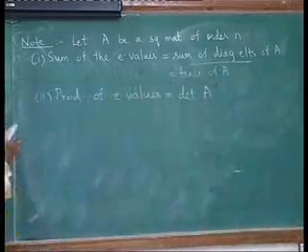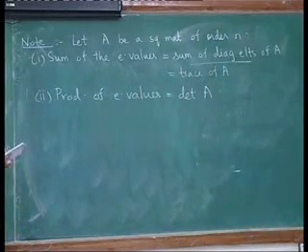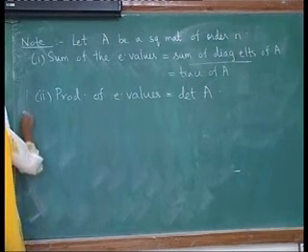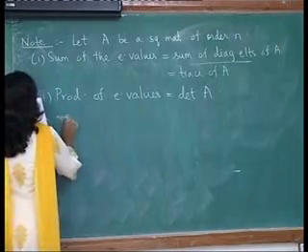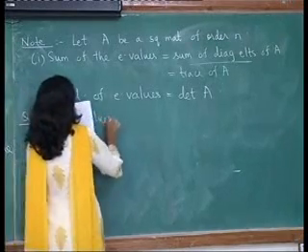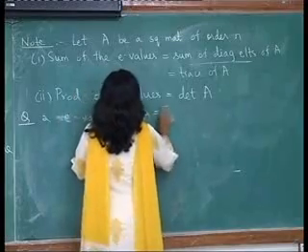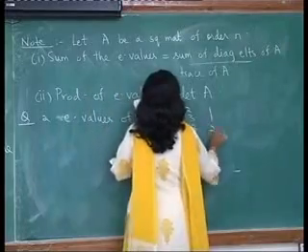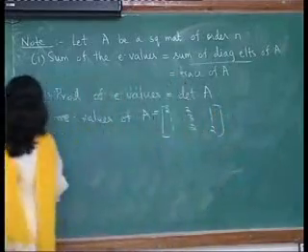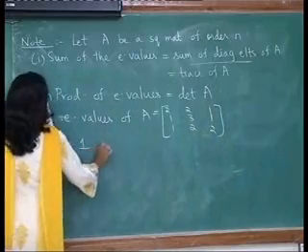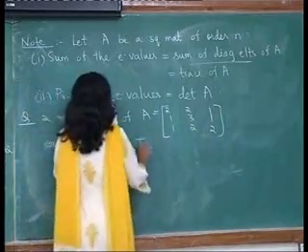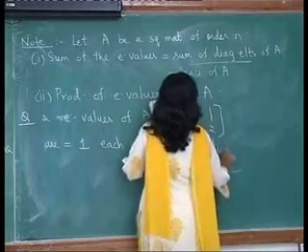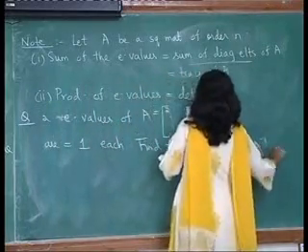Let's try and put all these results together and see how this would be used in a problem. So let's try out this. Two eigenvalues of A equal to 2, 2, 1, 1, 3, 1, 1, 2, 2 are equal to 1 each. Find the eigenvalues of A inverse.